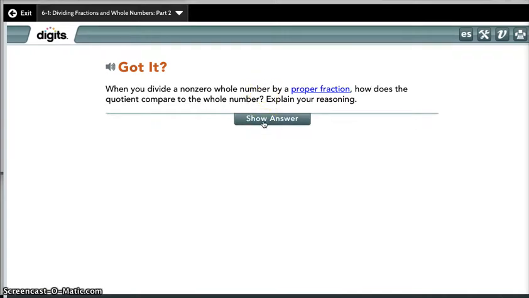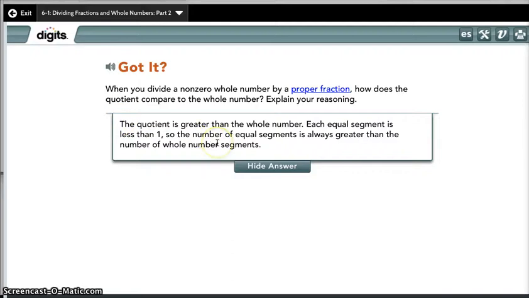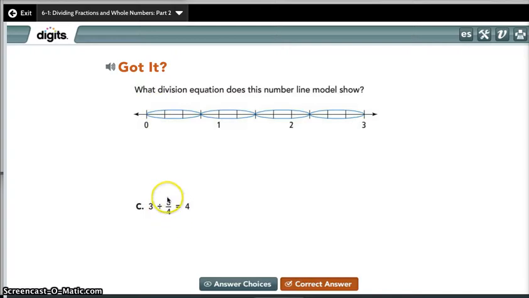When you divide a non-zero whole number, meaning a number that's not 0, by a proper fraction, meaning it's not improper, how does the quotient, the answer, compare to the whole number? Explain your reasoning. Well, the quotient is greater than the whole number, and each equal segment is less than 1. So the number of equal segments is always greater than the number of whole segments. Like what we just did, the number that we were dividing by was less than 1. So this number is going to be greater than our original number that we were working with.